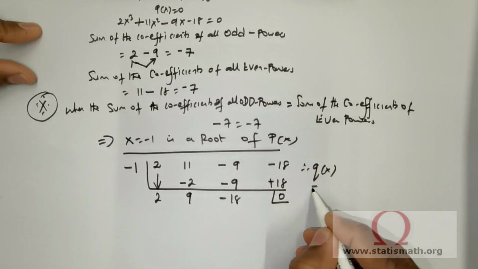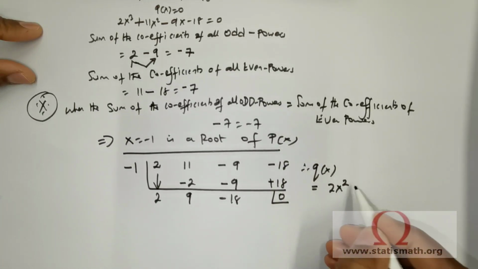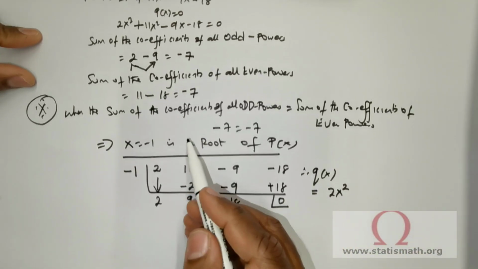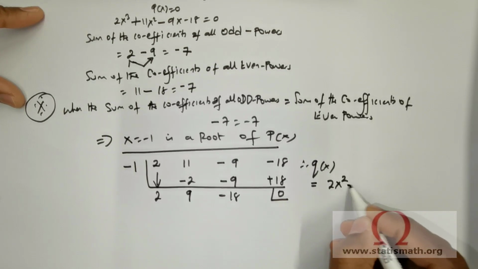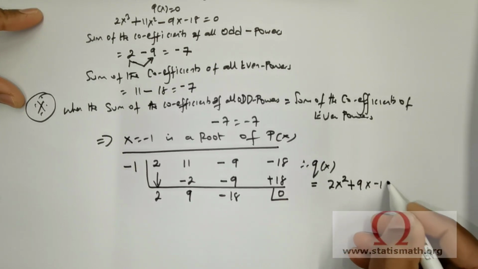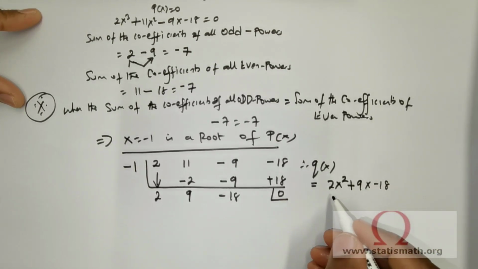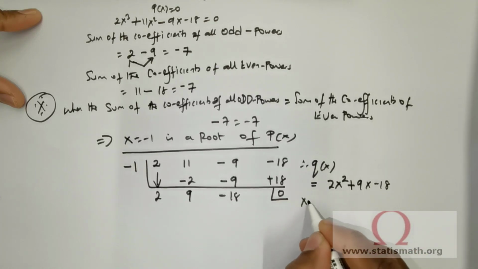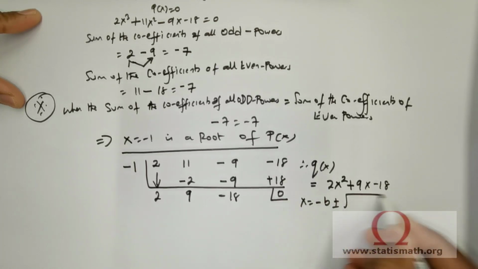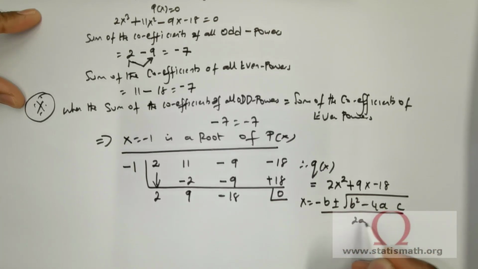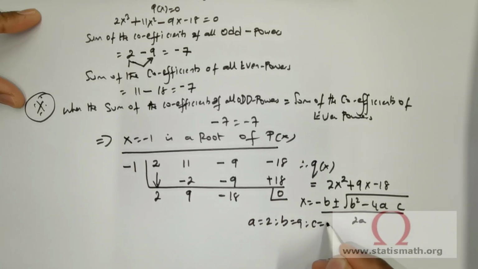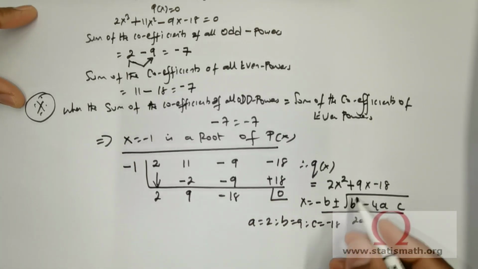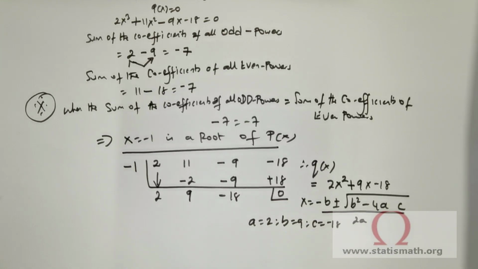The quotient polynomial is going to be 2x². You started with degree 3, right? So this is going to be degree 2: 2x² + 9x − 18. Now we would be using the formula x = (−b ± √(b² − 4ac)) / 2a. a is 2, b is 9 and c is −18. So we would have to substitute it in the formula.